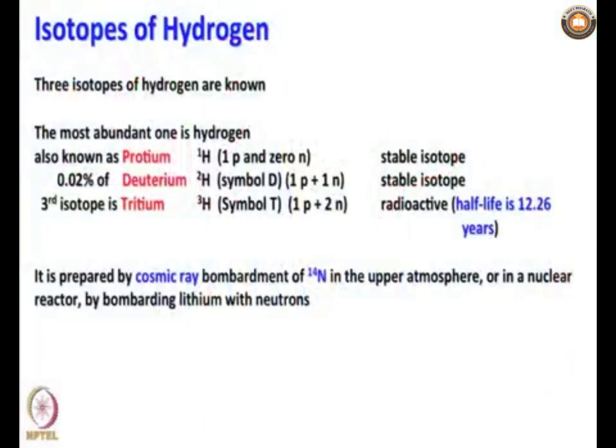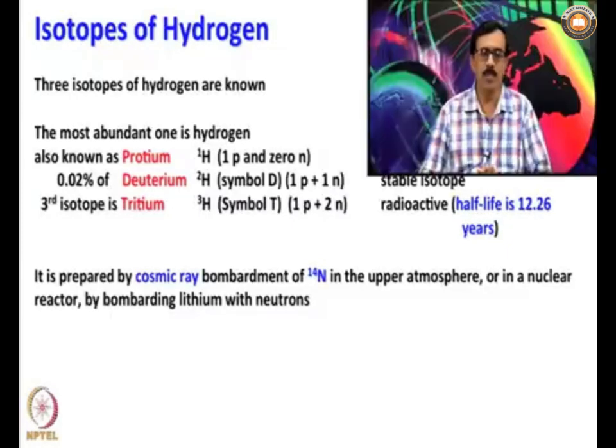The isotopes of hydrogen are 3. The most abundant one is protium with 1 electron and 1 proton without any neutron. It is a very stable isotope. The second isotope is deuterium. It has 1 proton and 1 neutron in the nucleus. And the third one is tritium, which is radioactive.